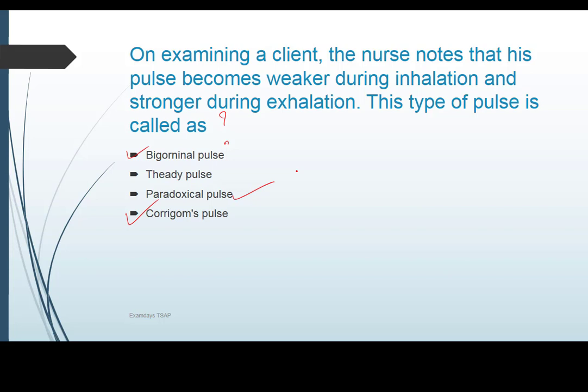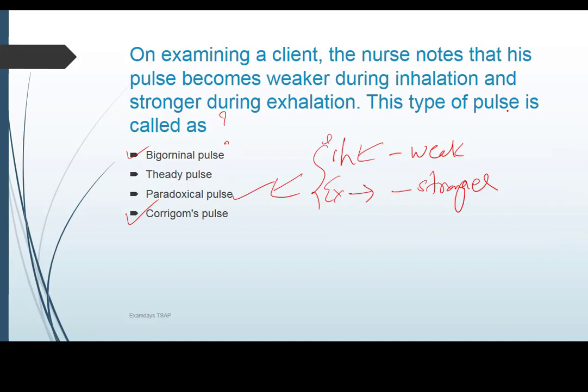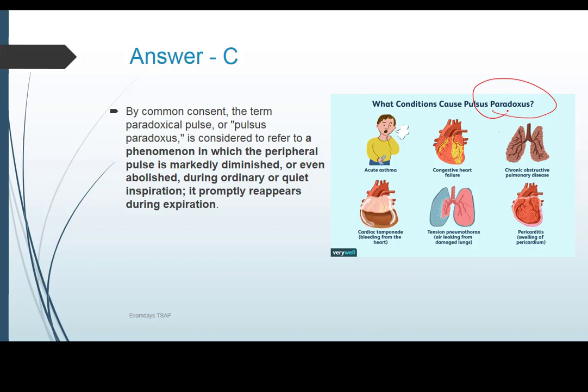So the pulse is weak during inhalation and stronger during exhalation. This type of pulse we call a paradoxical pulse. Its causes include acute asthma, congestive heart failure, chronic obstructive pulmonary disease, cardiac tamponade, and pericarditis. Paradoxical pulse refers to the phenomenon in which peripheral pulses markedly diminish. These are given for reference purposes.